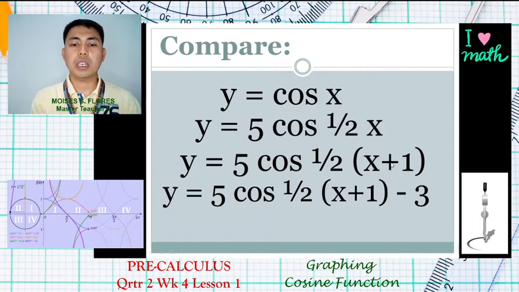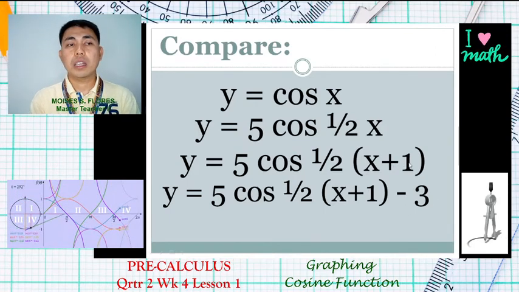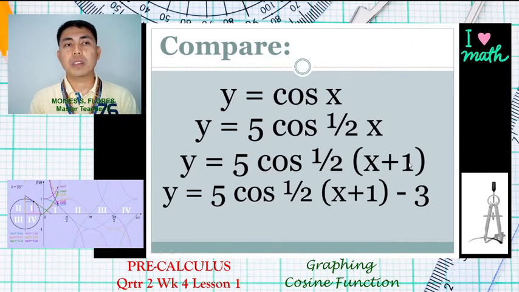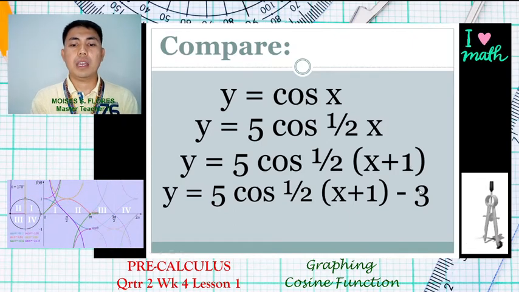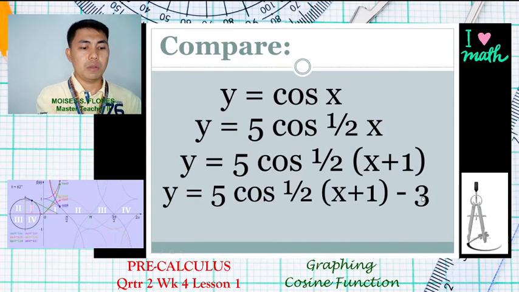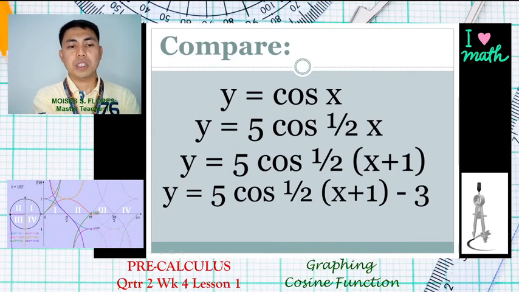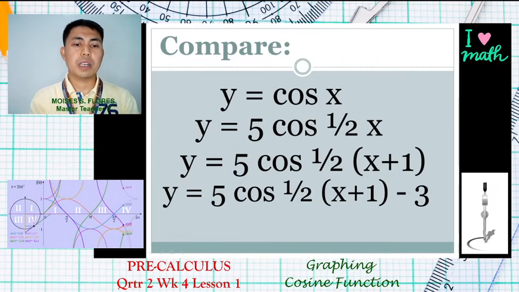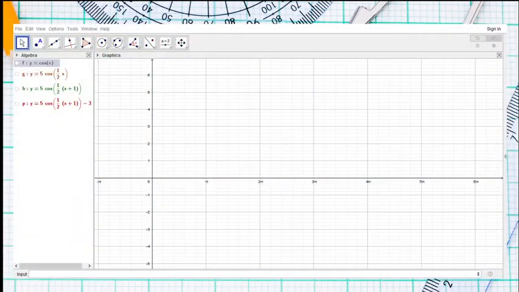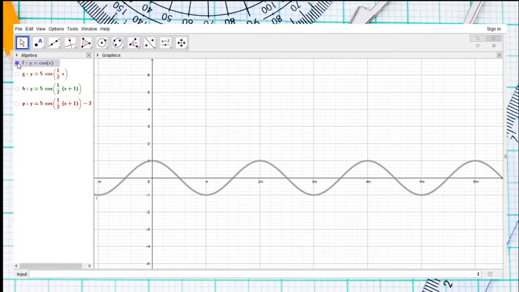So again, you notice here, this is x plus 1. That means it was shifted to the left, and this negative 3 shifted downward. Now let us determine our graph of these 4 functions. What will be the original diagram here? There you have it, y equals cosine x, our graph, and it was extended already.